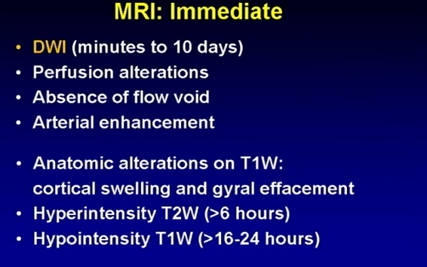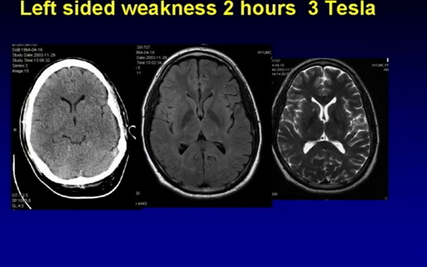Look for arterial enhancement if you're giving GAD. And obviously, on T1 weighted imaging as well as T2, I'll show you, you'll see some very subtle cortical swelling and gyral effacement. And then certainly beyond 6 hours, you'll see hyperintensity on T2 weighted imaging. This is a patient that came in with left-sided weakness at 2 hours.